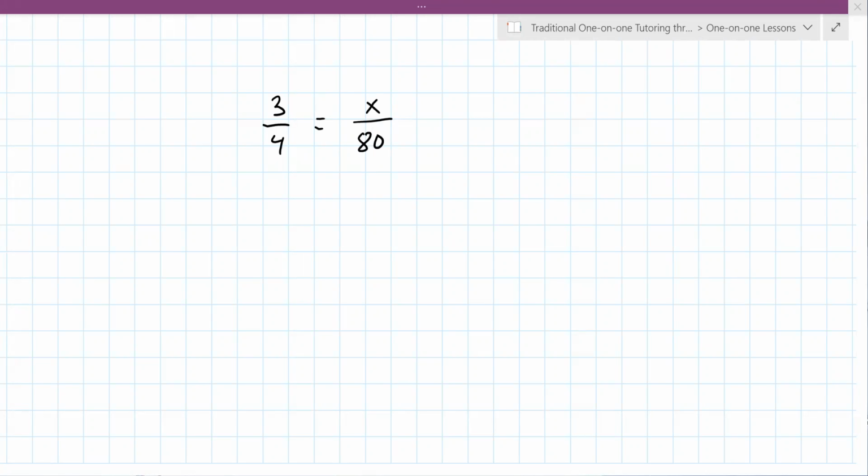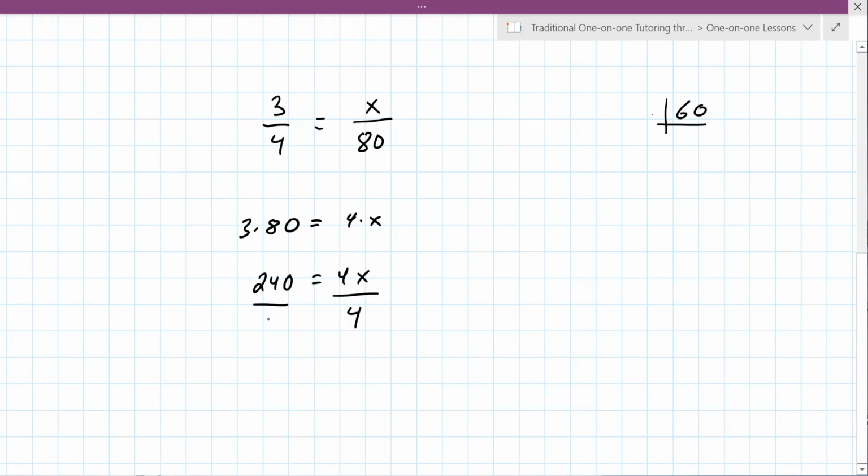I know the answer. Okay, what is the answer? The answer is 60. Okay, so let's check that. 3 times 80 equals 4 times x. On the left, it's 240 equals 4x. We're now going to divide both sides by 4. 24 divided by 4 is 6. Bring the 0 down. So yes, x is 60.